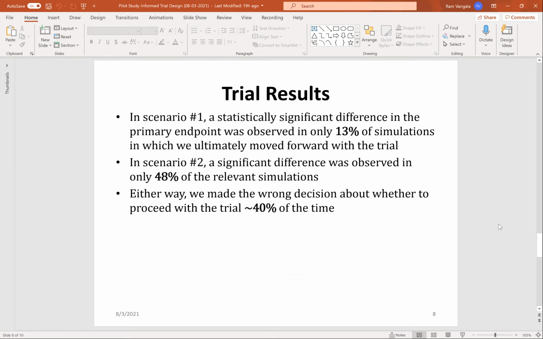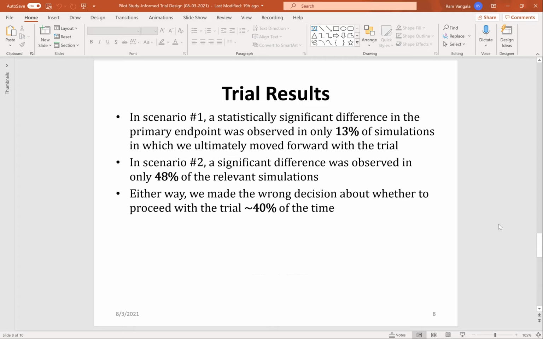So what are the results of these actual trials? Well, in scenario one, where we hit the small effect, it turns out that we only actually get a statistically significant difference in the trial 13% of the time. In scenario two, we get it 48% of the time. Now, 48% might sound a lot better than 13%, but remember that the goal here was 80% power. So an 80% power means we should be seeing a statistically significant difference 80% of the time, but we're actually seeing much, much less than that.